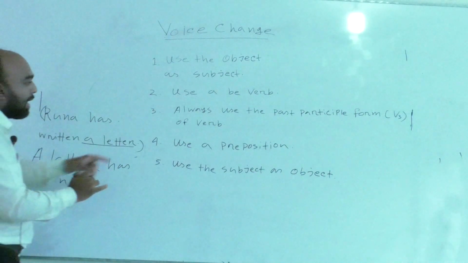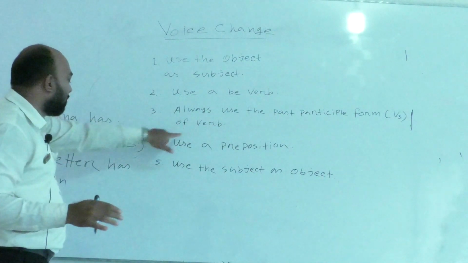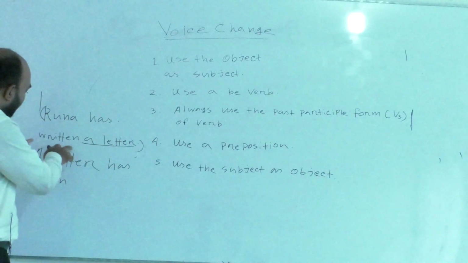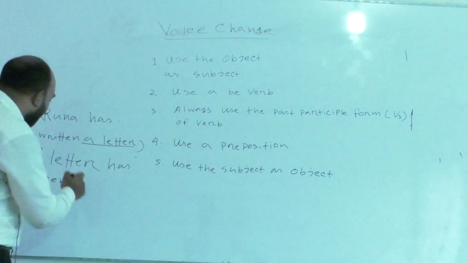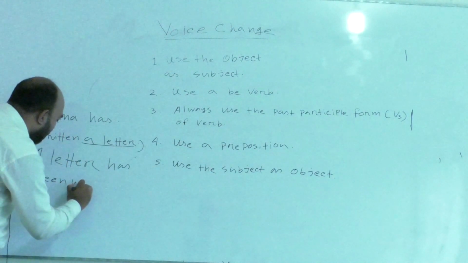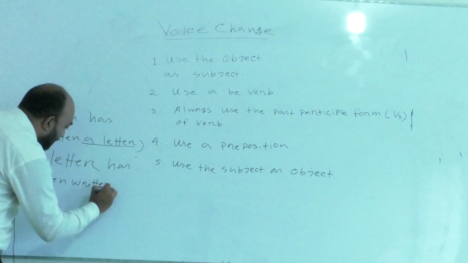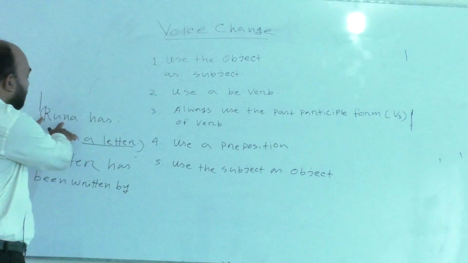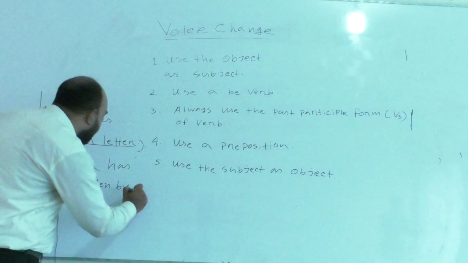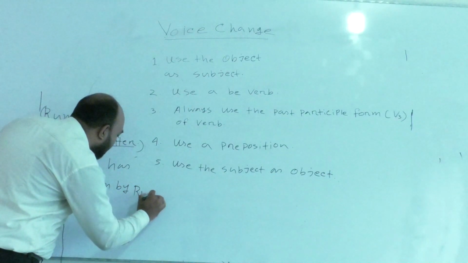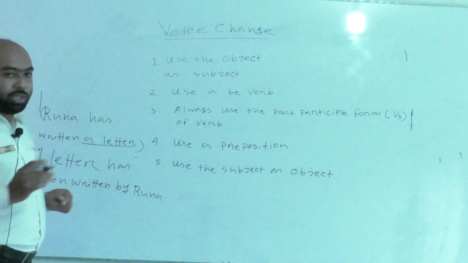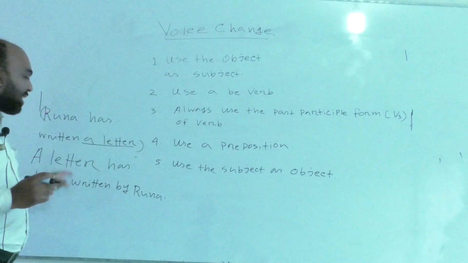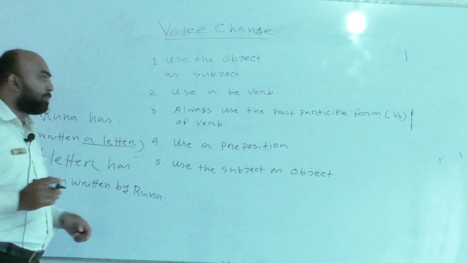Then always use the past participle form of the verb. The past participle form should be written here, and it is already written in past participle form, so I am using that one. W-R-I-T-T-E-N, written. Then I'm using the preposition by, and the subject should be used as object, so I am writing here Runa. So I am getting my answer. The question is, Runa has written a letter. My answer is, a letter has been written by Runa.